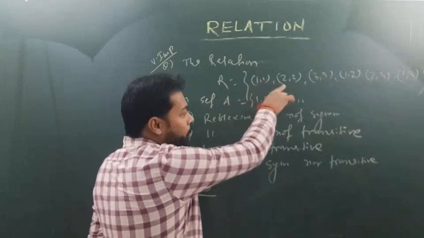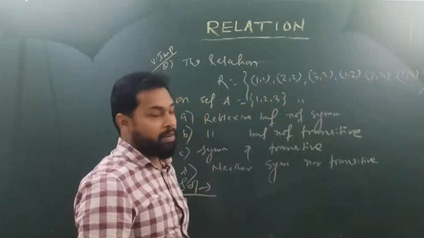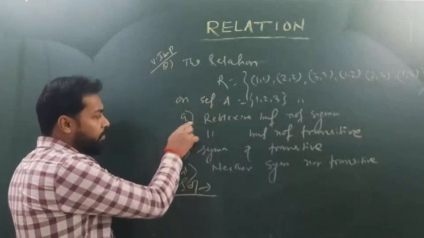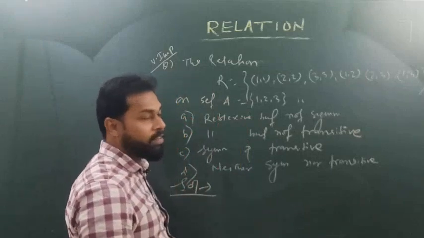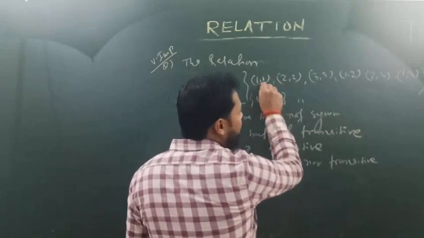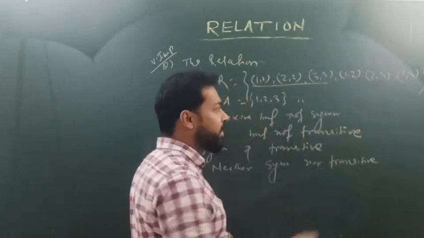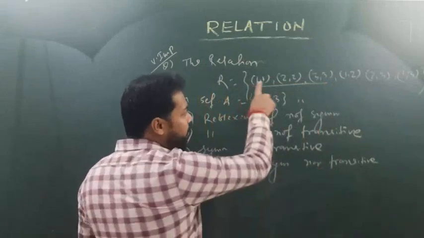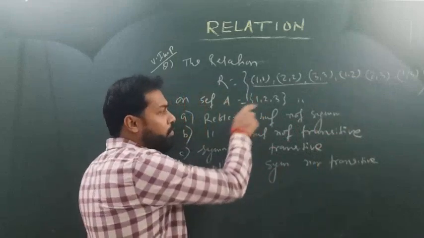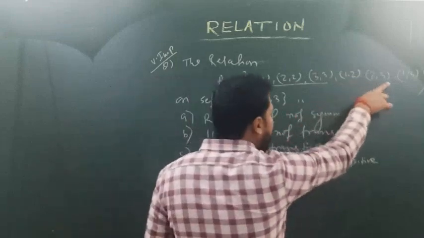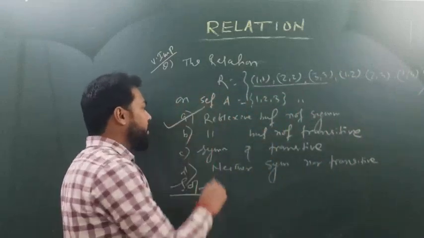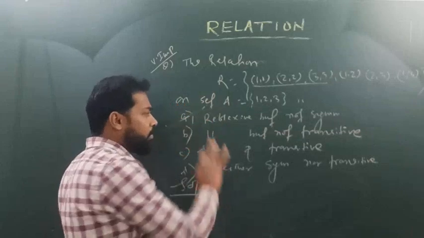Relation is given (1,1), (2,2), (3,3), (1,2), (2,3) and (1,3). And in set A we have 1, 2 and 3. So start from the first option, reflexive. Is it reflexive? Yes, this is reflexive because (1,1), (2,2) and (3,3) are all present here. Other than this, we can take (1,2), (2,3), (1,3), which must come from 1, 2, 3 only. So all these elements belong to 1, 2 and 3. So this is reflexive.